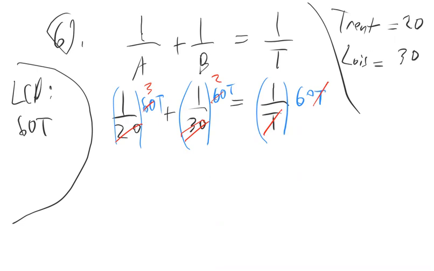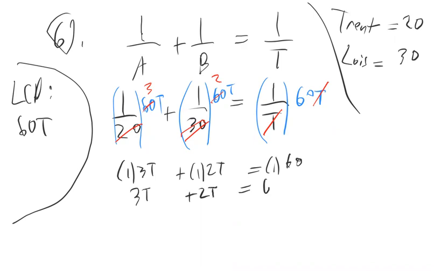Then you're left with 1 times 3t plus 1 times 2t equals 1 times 60. That's what you're left with. But the fractions are gone. So that's the great thing. So 1 times 3t is 3t. 1 times 2t is 2t. 1 times 60 is 60. So 3t plus 2t is 5t. So you get 5t equals 60. Then divide by 5 on both sides. You get t equals 12.